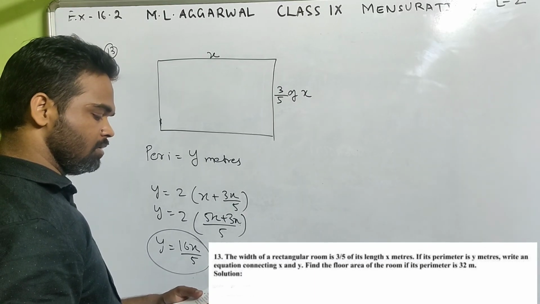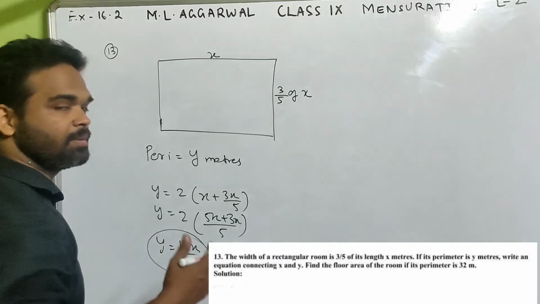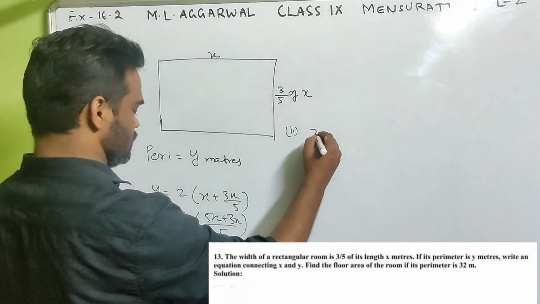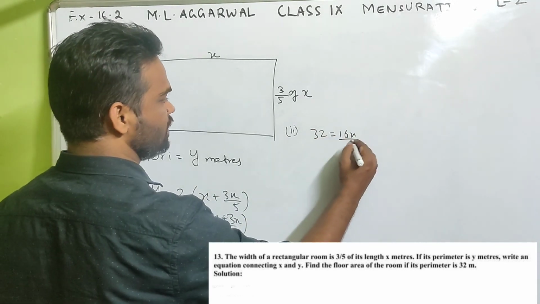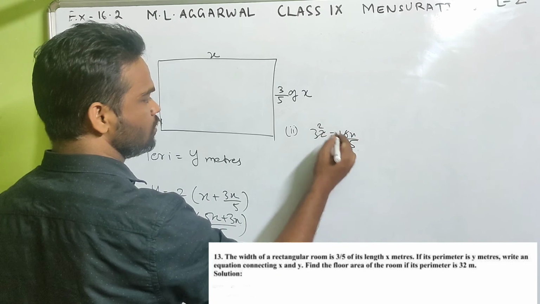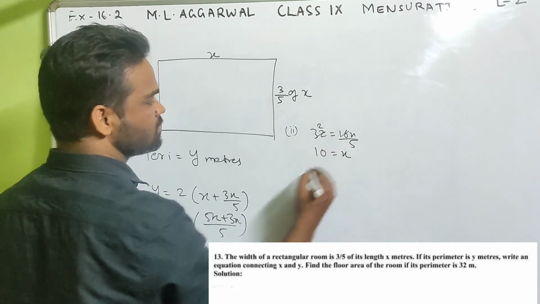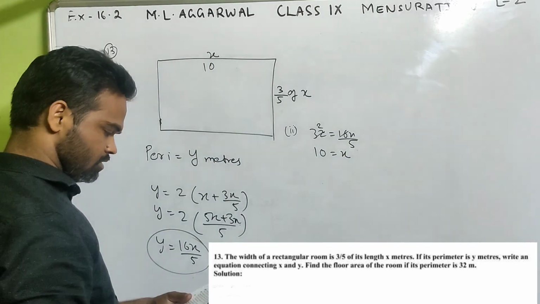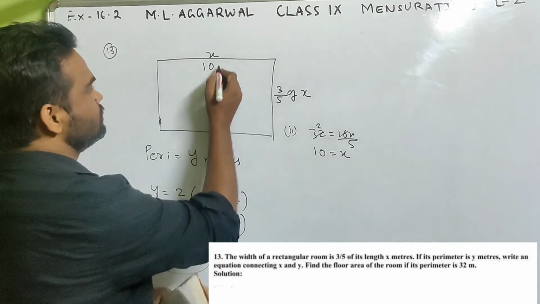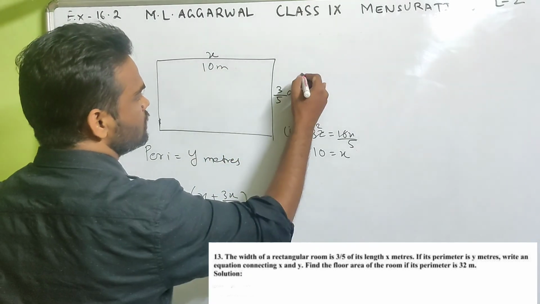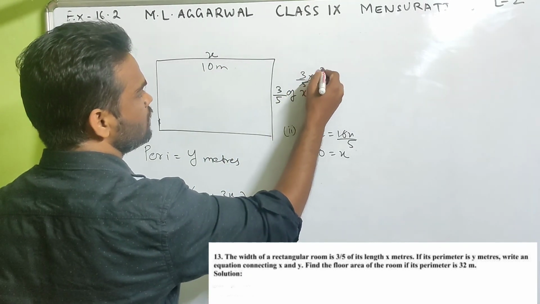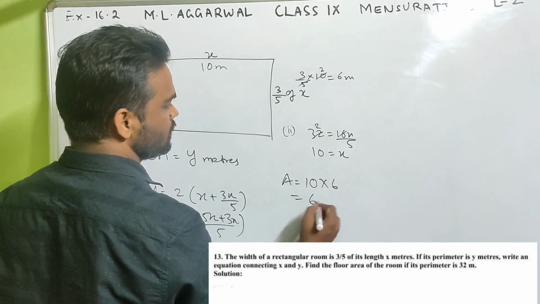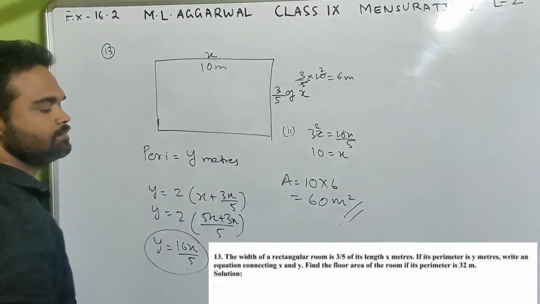Find the floor area of the room if its perimeter is 32. Then the perimeter is given 32. So instead of y, I'll put 32 equals to 16x by 5. So 16 1 time, 16 2 times, 5 2 times, 10 equals to x. So you got the length as 10 meters. And the breadth is 3 by 5 into 10. That's 6 meter. So area will be length into breadth. That's 60 meters square. Done.